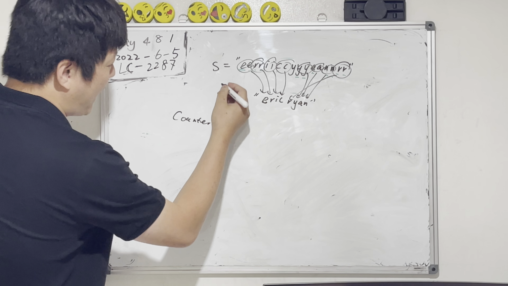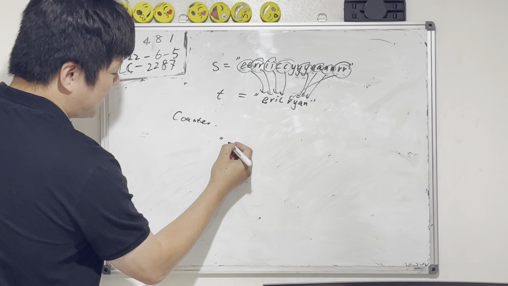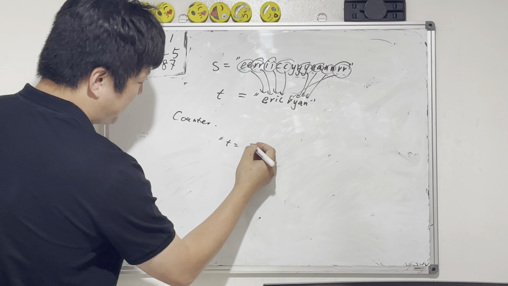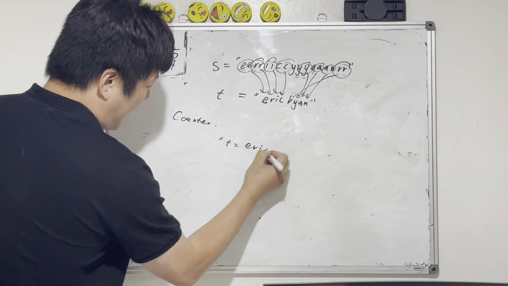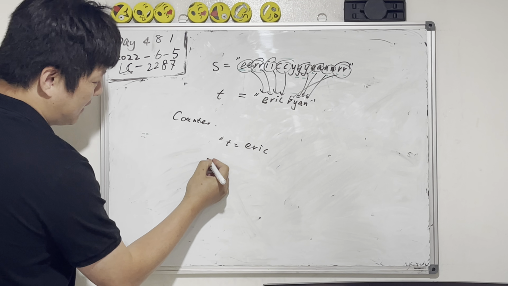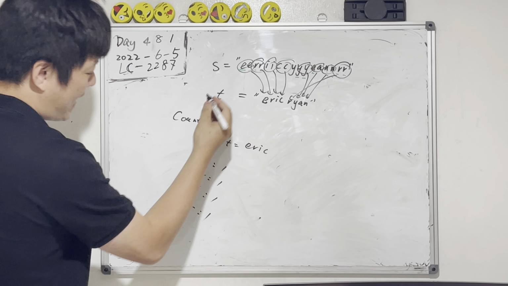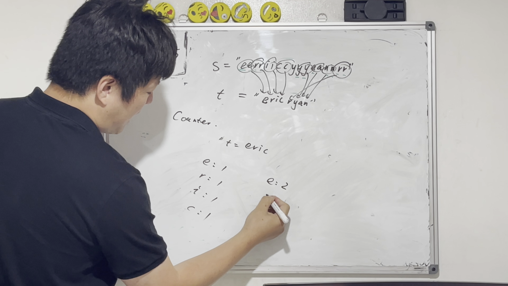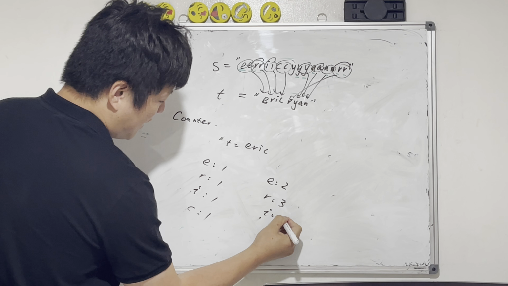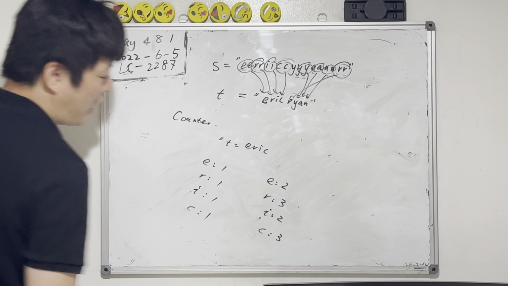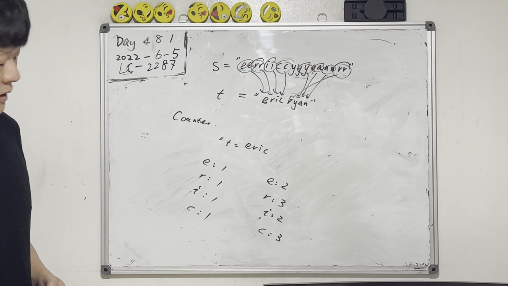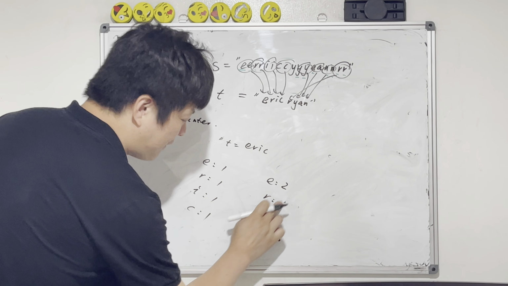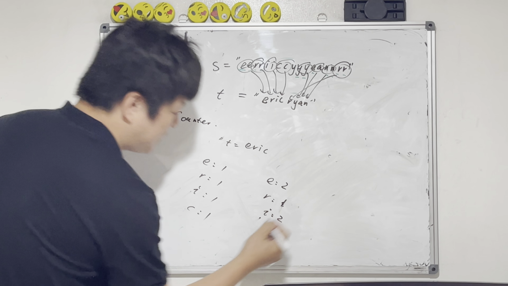So for example, if we want to construct T equals ERIC, for simplicity, and we use the counter, E will be 1 time, R will be 1 time, I will be 1 time, C will be 1 time. We do the same for the counter of S. So if in the S counter, E has 2 times, R has 3 times, I has 2 times, C has 3 times, how many copies can we get? 2. And if R is only 1 time, how many copies can we get?